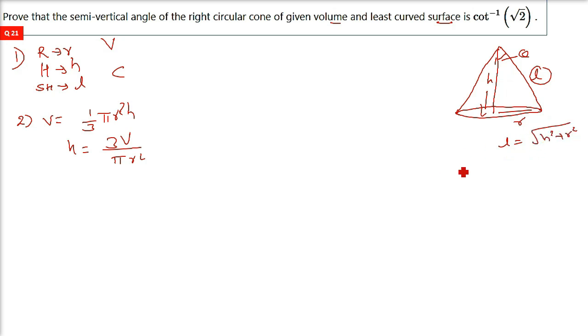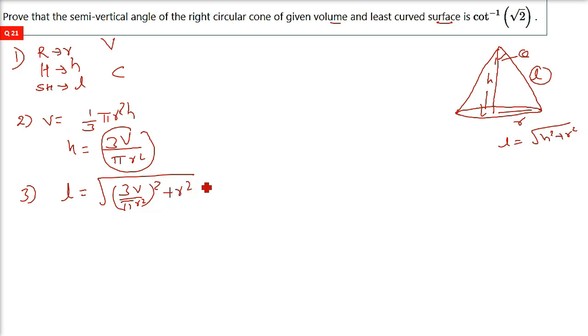Now this slant height is simply under root h square plus r square. You already know about this because this is a right circular cone. So L will be equal to under root h square plus r square. And since in the second step we have already computed h, we'll replace h square by 9V square by pi square r to the power 4. R square is already there, and they are inside the root. So you will get an expression for L.